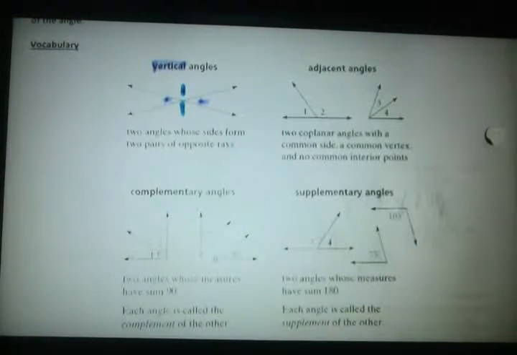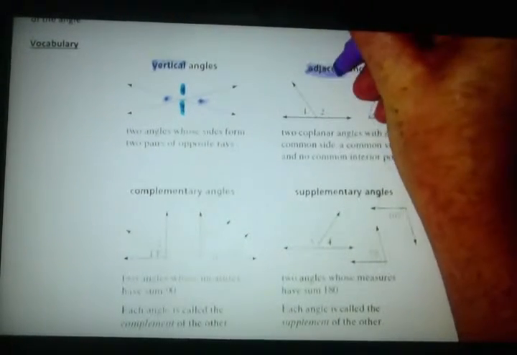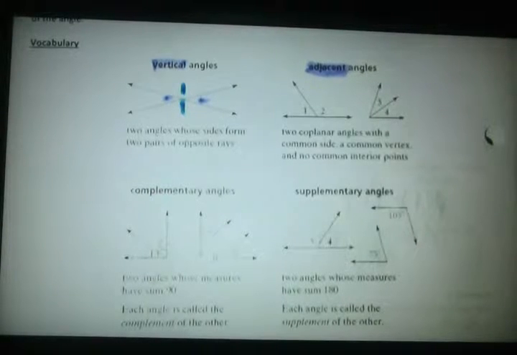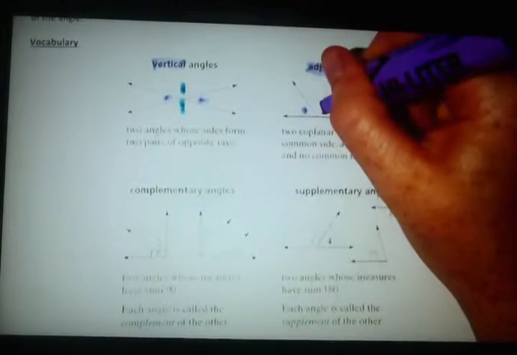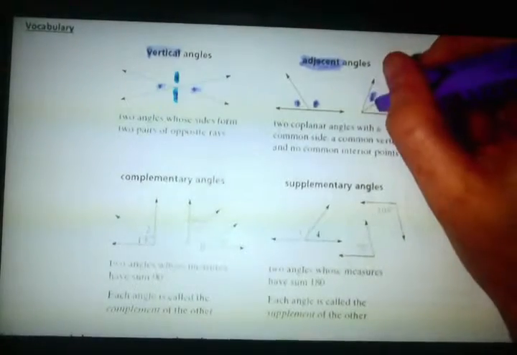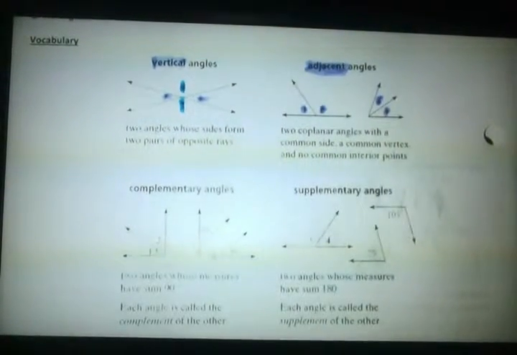Adjacent angles. Adjacent, just think about what that means. Touching. So any angles that touch. Okay, so 1 and 2 are adjacent angles. 3 and 4 are adjacent. It has nothing to do with the measures, just if they're touching. Okay?